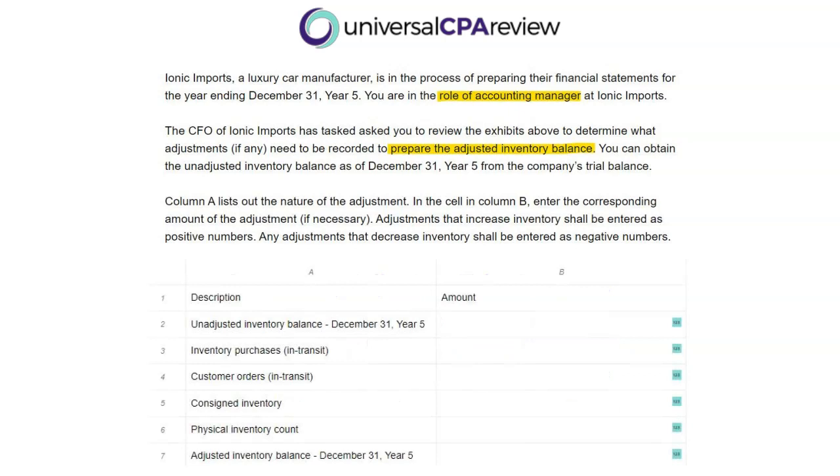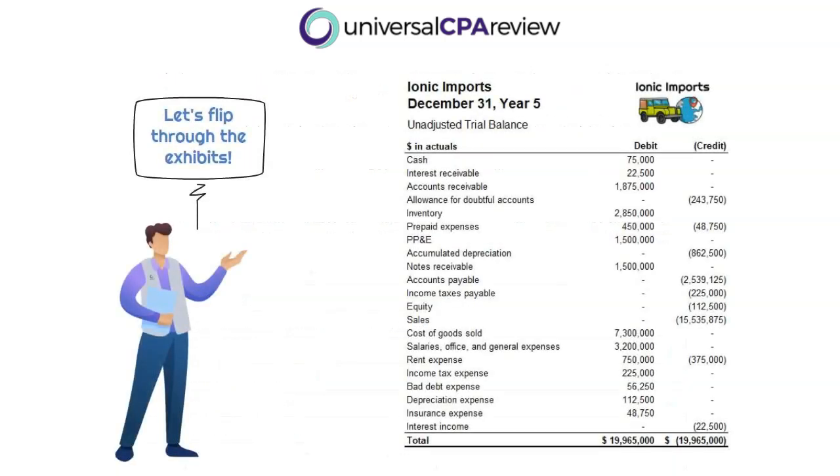So this last paragraph, it tells us that in column A, this is the description or the nature of the adjustment, right? And this is where we'll have a little bit of an idea of where to look in the exhibits. And then in column B, we'll enter the adjustment. Now, if it's a positive adjustment, meaning it increases inventory, then we'll put a positive number. If it will decrease inventory, then we'll enter it as a negative number, right? So super important, but that's the whole idea of rolling forward this balance from the unadjusted balance to the adjusted balance. So now we can go through the exhibits.